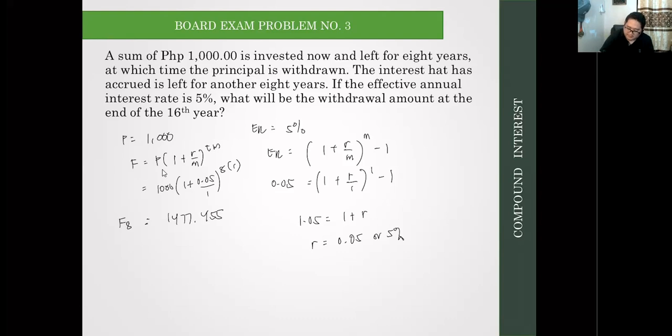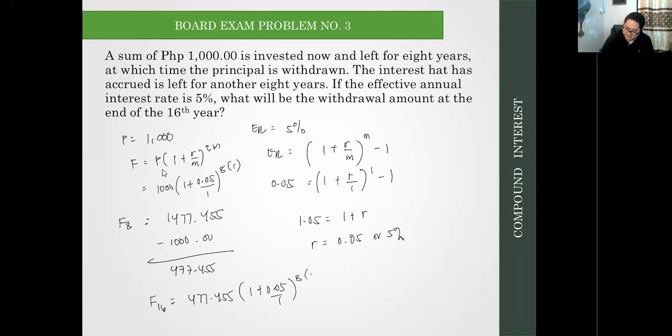So, minus 1,000 o winidraw natin yung 1,000, ang naiwan sa pera natin ngayon is 477.455 na lang. So, ito yung magre-rate ulit ng 5% sa loob ng another 8 years. So, this will be future value after 16th year. So, 477.455 times 1 plus 0.05 where 1 times 8, 8 times 1.